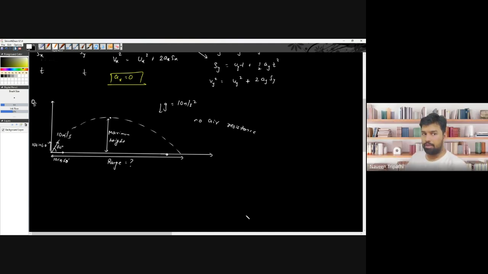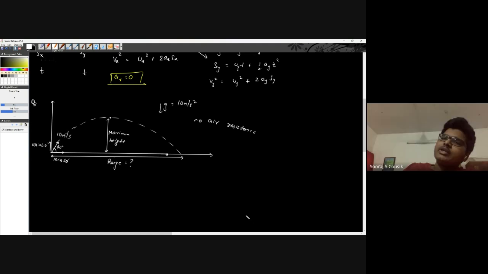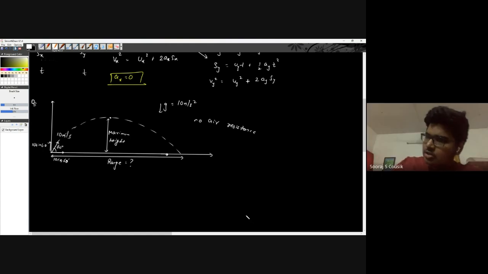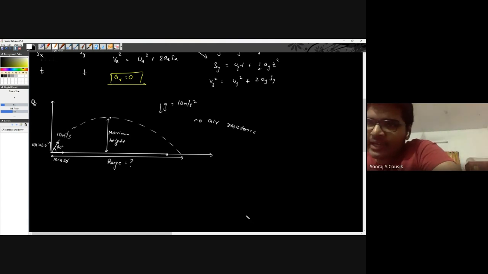So the initial velocity is 10 sin 60. At the top of the arc, at maximum height, the velocity will be zero. Yes, the y-axis velocity will be zero, not x. So I can take acceleration as 10 meter per second square. So it'll be 0 equals 10 sin 60 minus 10 t.